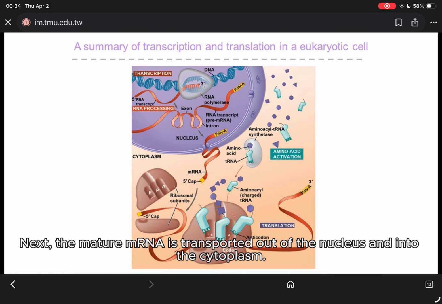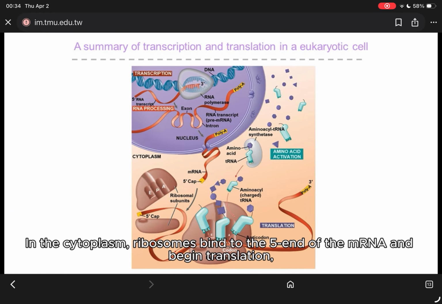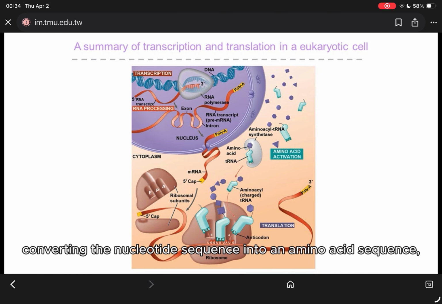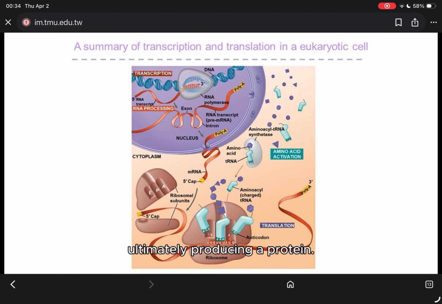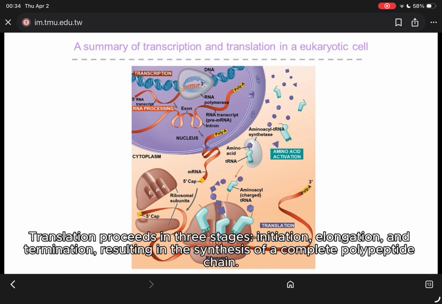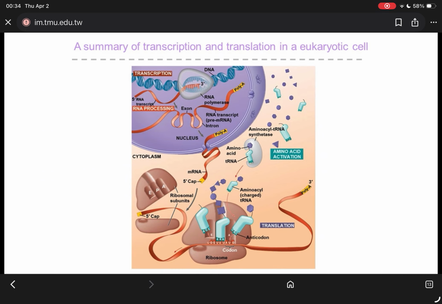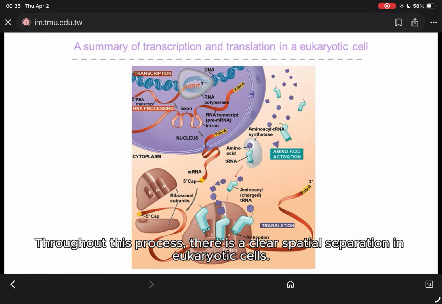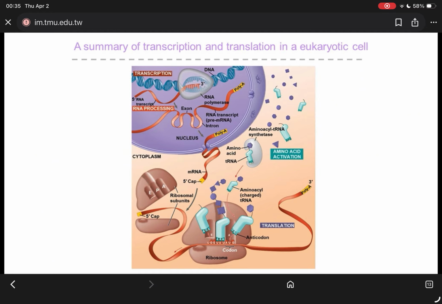Next, the mature mRNA is transported out of the nucleus and into the cytoplasm. In the cytoplasm, ribosomes bind to the 5' end of the mRNA and begin translation, converting the nucleotide sequence into an amino acid sequence, ultimately producing a protein. Translation proceeds in 3 stages: initiation, elongation, and termination, resulting in the synthesis of a complete polypeptide chain. Throughout this process, there is a clear spatial separation in eukaryotic cells. Transcription occurs in the nucleus, while translation occurs in the cytoplasm.